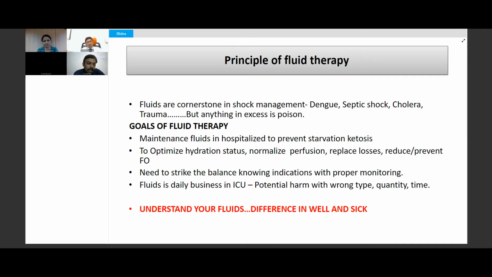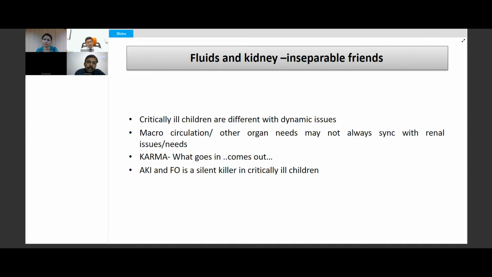As fluids are daily business in ICU, there is potential harm with using the wrong type, high quantity, or wrong timing. So we need to understand our fluids and the difference between fluid administration in well and sick children. Fluids and kidney are like inseparable friends. In Tamil, we call kidney a small bag, siriniragam. So, small water bag. So it is closely related.